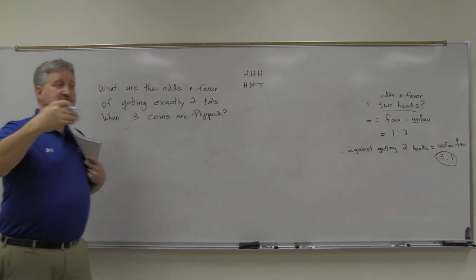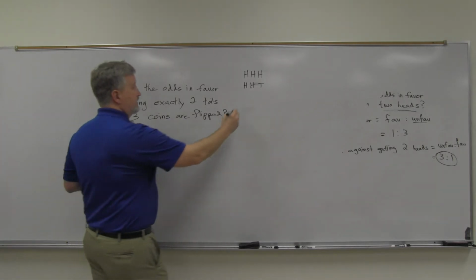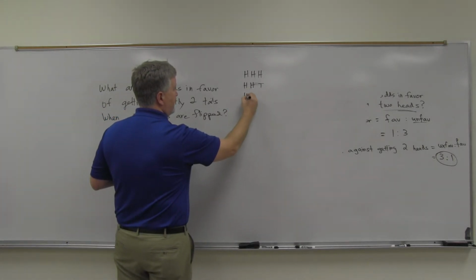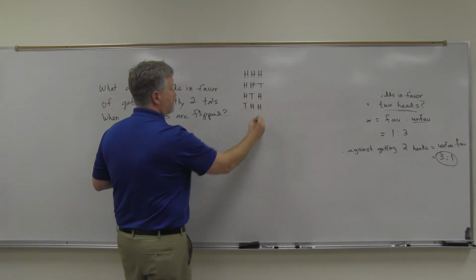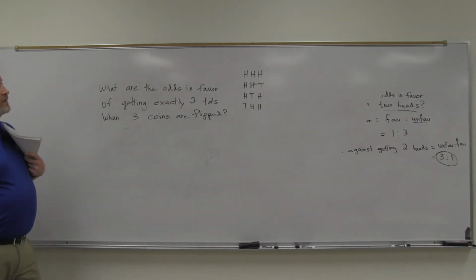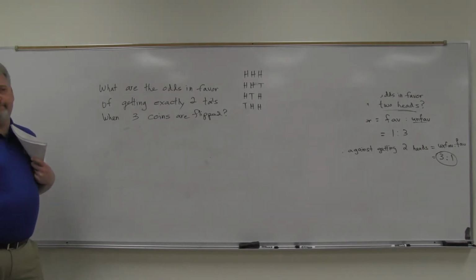However, again, the order is important here. So we could have 2 heads, 1 tail, and then we could have heads, tails, heads, or we could have tails, heads, heads. All with 2 heads, but they are different. What else do we have?